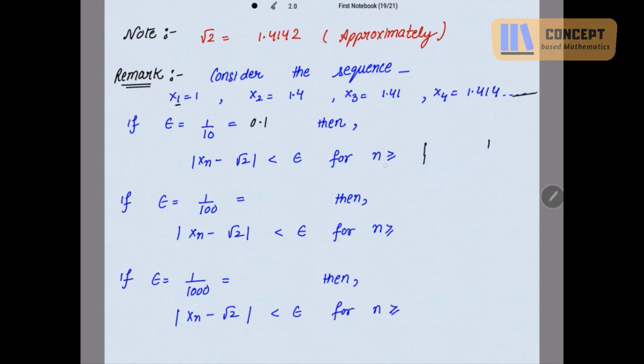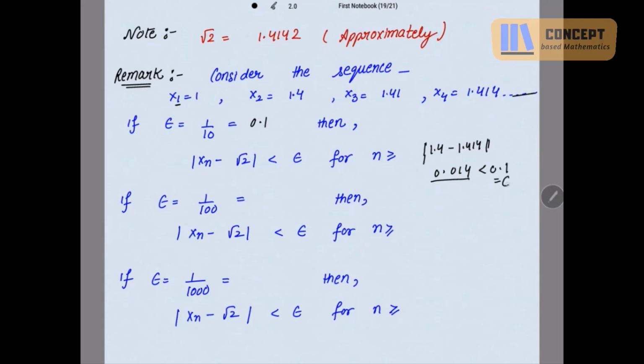Now for n greater than or equal to 2, that means if I take n = 2, what is xn? It will be x2. So this is 1.414 minus root 2. Let's check out the difference. What is the difference then? It is 0.014. Now, is this value strictly less than 0.1? Yes.